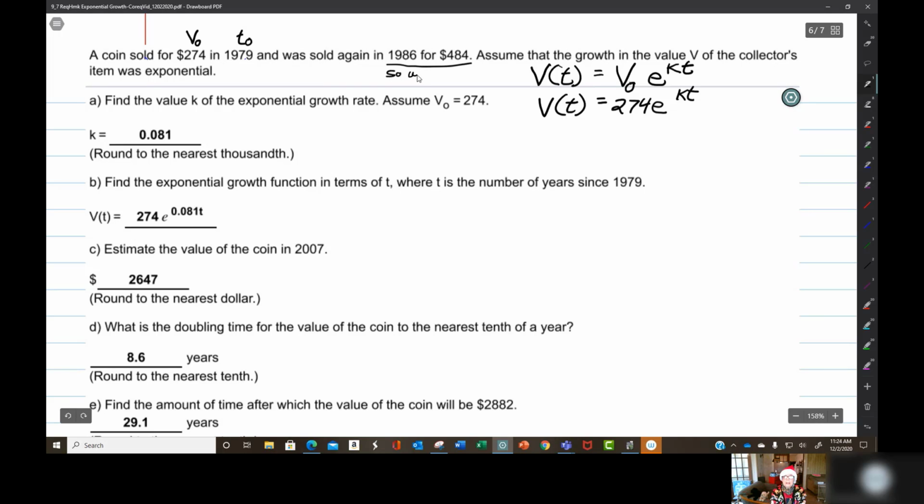And that's why they gave us this later date and amount, so that we can find k. And here's how we're going to find it. Look, they say round to the nearest thousandth. Thousandth is 3 decimal places.